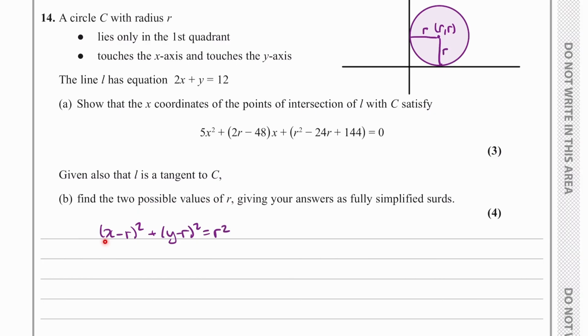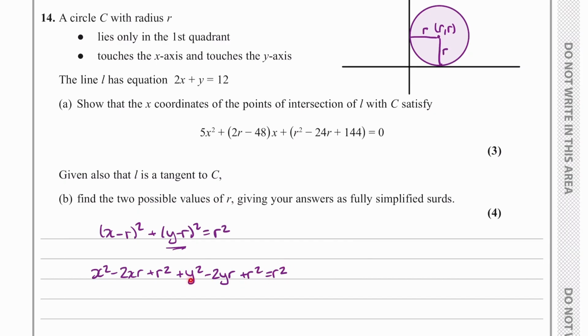And now I'll expand out these brackets. So we get x squared minus 2xr plus r squared. We'll expand out this bracket, and we get y squared minus 2yr plus r squared. And this will equal r squared. We can cancel this r squared with this one.